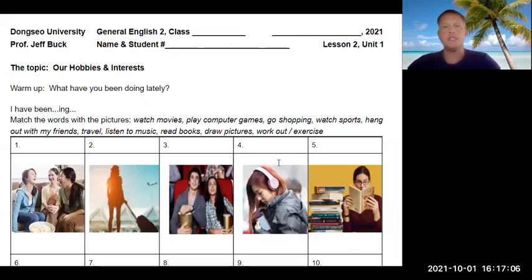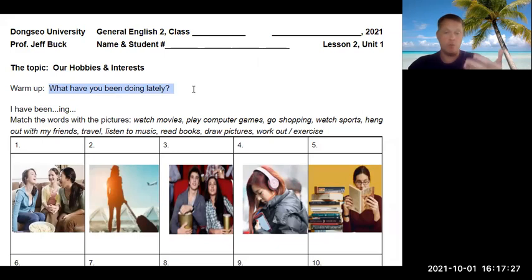Okay, this is General English 2, Lesson 2, Unit 1, our hobbies and our interests. So here's the warm-up. What have you been doing lately? So listen and repeat. What have you been doing lately?